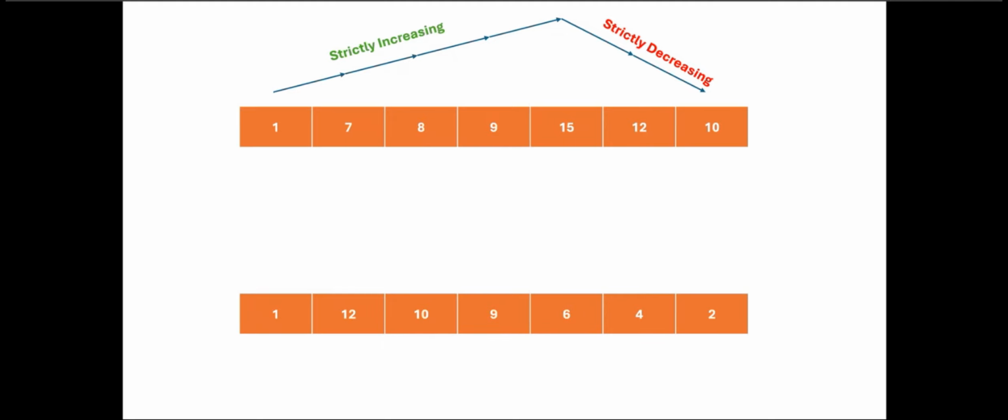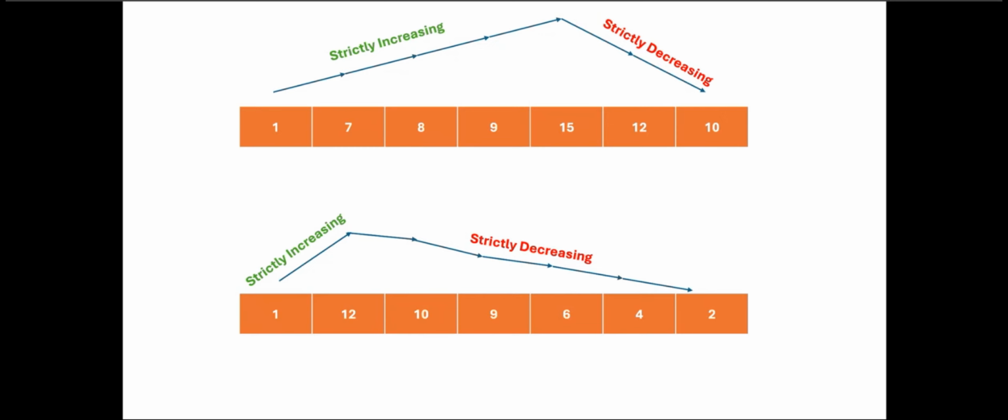One more example. Here, from the beginning, it was increasing. Well, 12 is greater than 1, but from the point 12, it started decreasing till the end of the array. So first it was strictly increasing and later it was strictly decreasing. These are the examples of a valid mountain array.